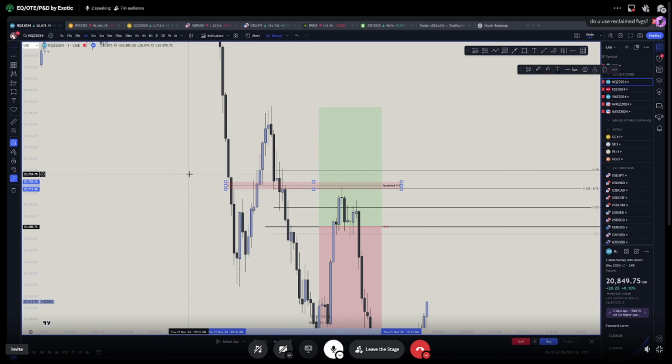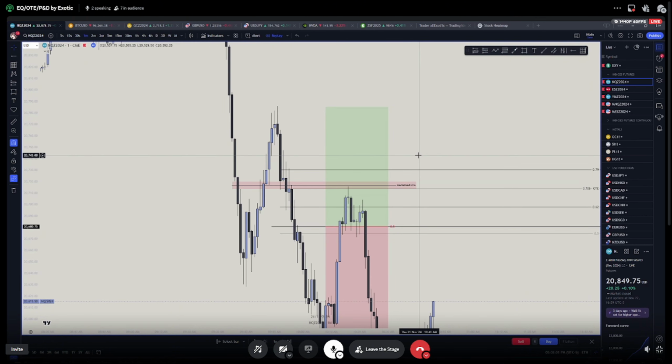Do I use reclaimed fair value gaps? Yeah, I do use reclaimed fair value gaps. A good amount, not always, but I definitely draw them out just to see what price does to it, as it does show order flows.